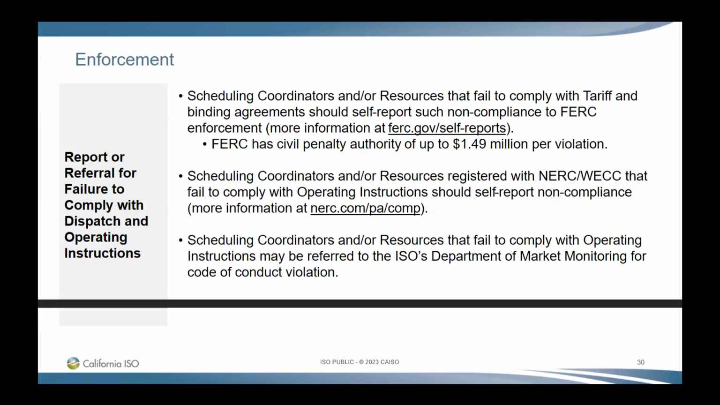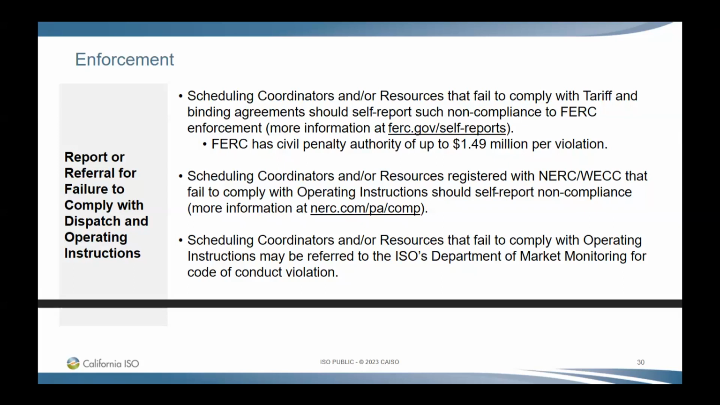And just a quick note about the noncompliance and necessity to self-report to FERC. This is another reason why following operating instructions is so important, because you see there under the first sub-bullet, under the first bullet, FERC has civil penalty authority of up to $1.49 million per violation. So that is quite a hefty value that could be applied to your organization.